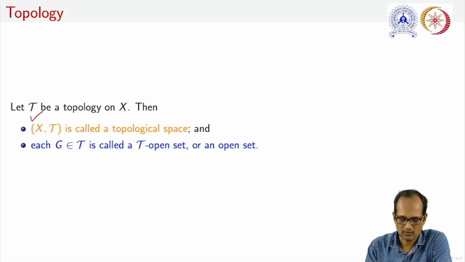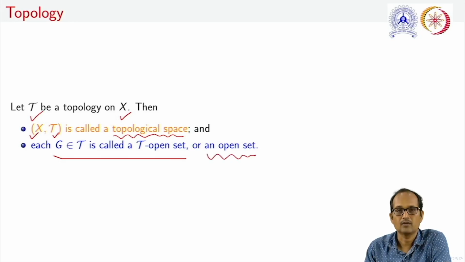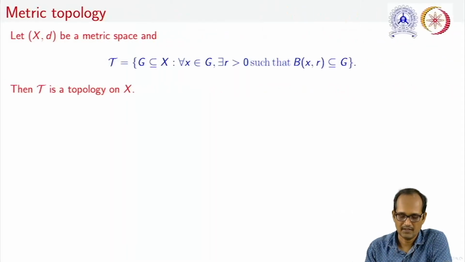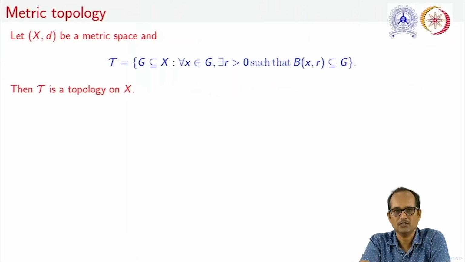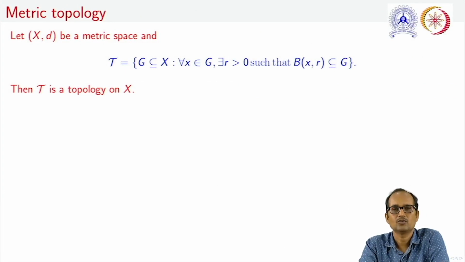If tau is a topology on a set X, then this pair (X, tau) is called a topological space. And one more thing, each G in tau is called a tau open set or simply an open set. Let us take some of the examples of topology. The first one, why not take the topology associated with metric spaces, because the definition of topology itself is inspired from the concept of open sets in metric spaces.